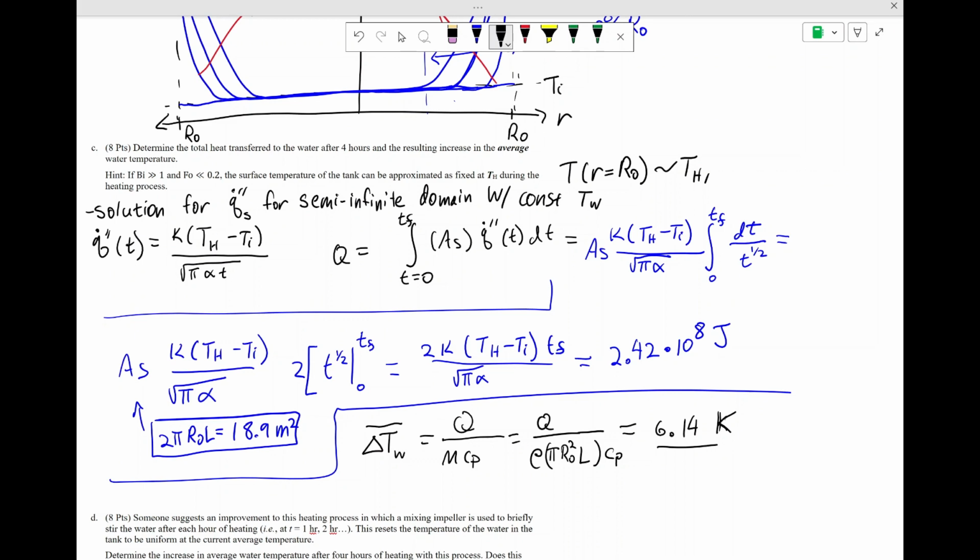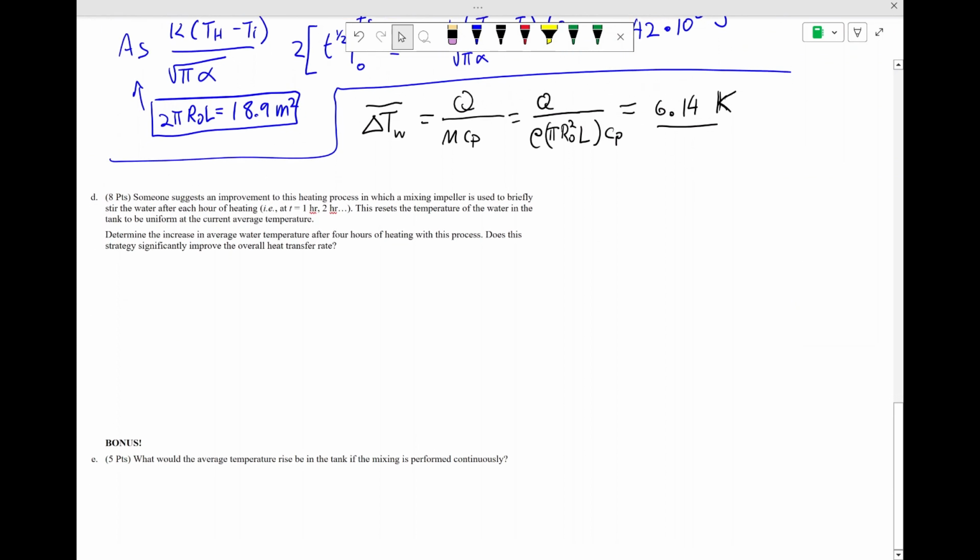Okay, so now there's this idea to say, what if instead of just running this for 4 hours straight, what if you have this mixer that periodically takes whatever condition the water's at after a certain amount of time, stirs it so it's reaching a new equilibrium, and then we continue the process.